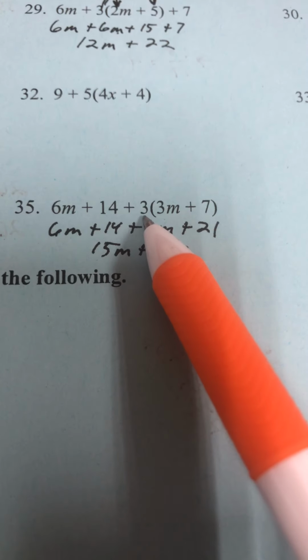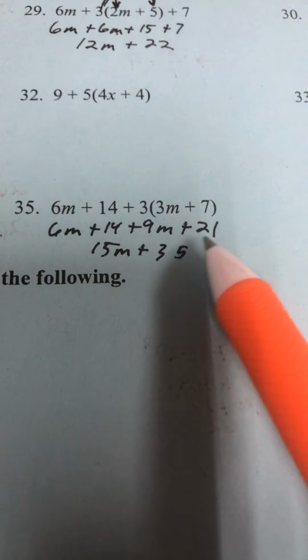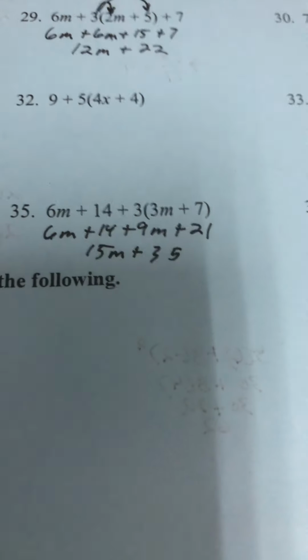35. I do my distributive property. 3 times 3 is 9. 3 times 7 is 21. I combine my like terms. Looking good.